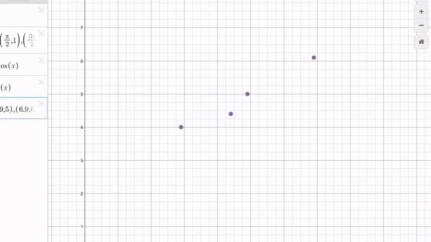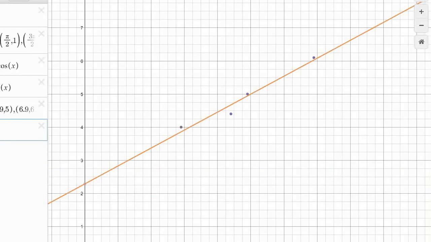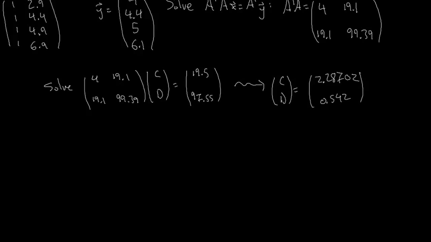So if you plot those 4 data points in your favorite free graphing calculator on the internet, then you'll see that it looks like this. And if you plot the line that I just pointed out, there it is. And that is the best fit line. The vertical distance from those data points to the line, the sum of squares of those vertical distances, is the smallest possible when I choose that line. That's what I mean by least squares.